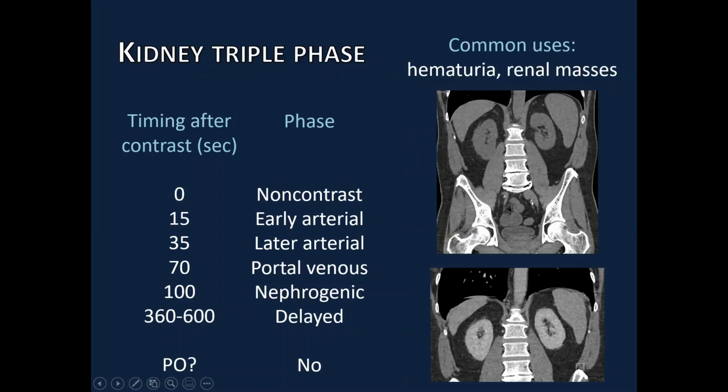The kidney triple phase protocol is, as the name implies, three phases. We include the non-contrast to look for kidney stones. We also use nephrogenic and delayed phases. The reason is because the nephrogenic phase is when the kidneys themselves enhance, and the delayed phase is when the collecting systems enhance. That's when the kidneys have excreted the contrast into the ureters, and we can evaluate those best. Here's some examples on the right. We have the non-contrast CT, and this is the nephrogenic phase. You can see the kidneys enhance nicely.